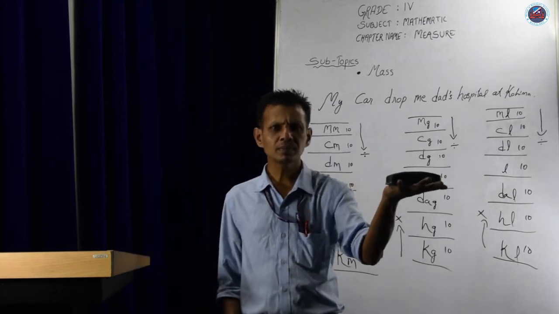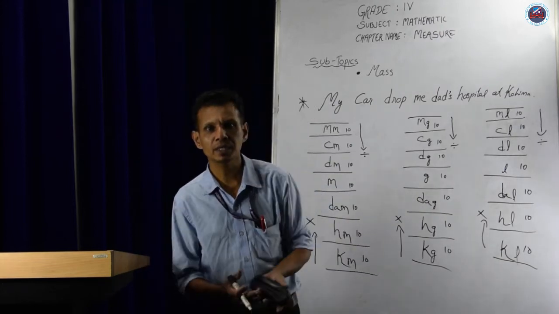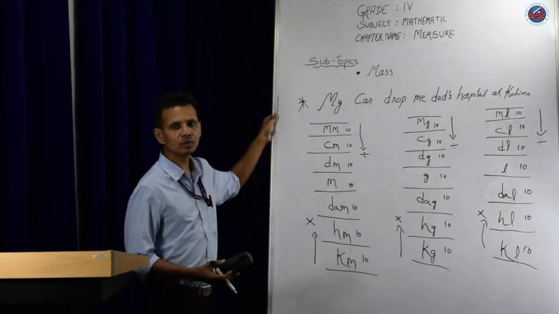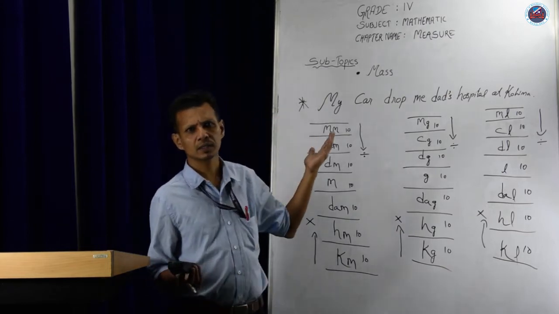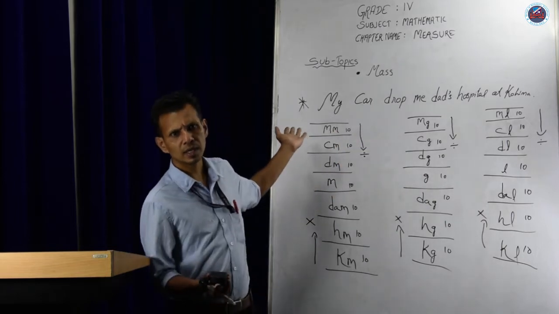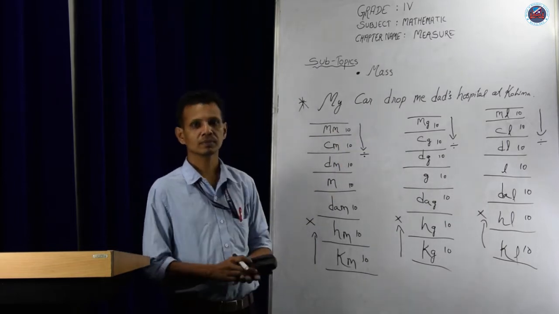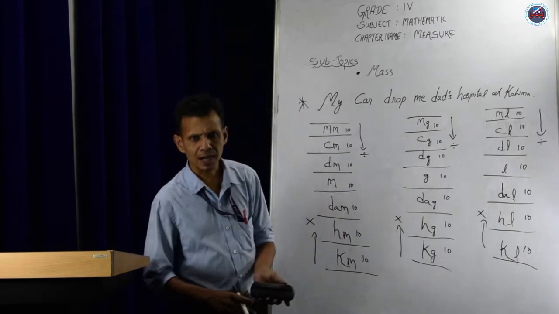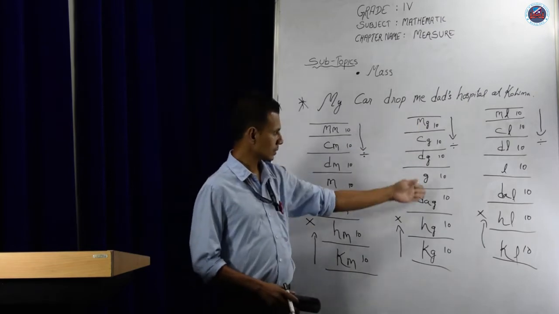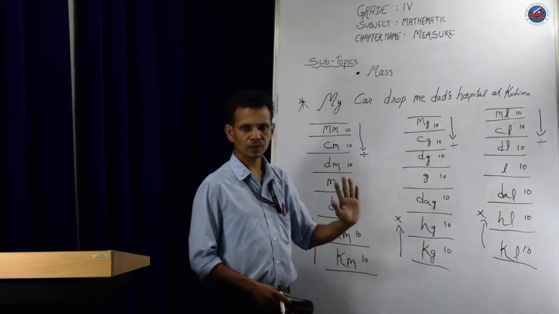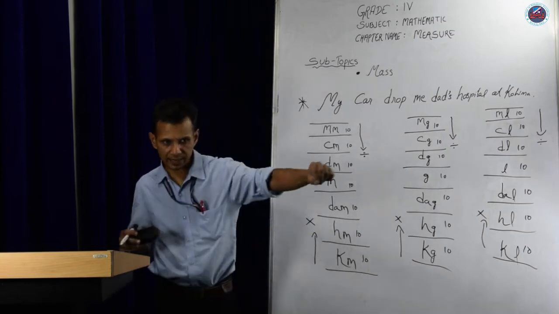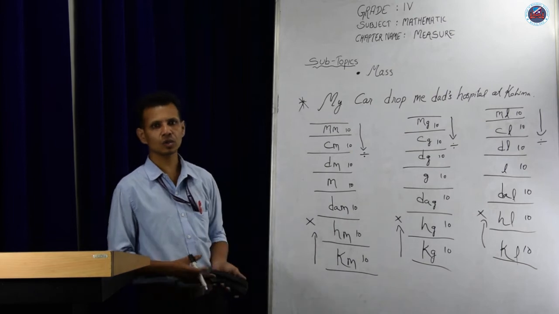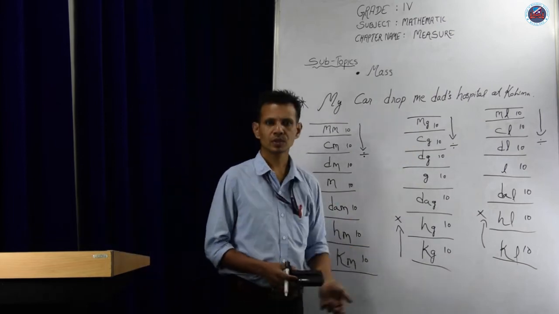20 gram, 30 gram. See, it's coming in gram. Like the mass of this white ball, maybe like 5 kg, 8 kg, 10 kg. Whenever you are measuring mass, we use this. Understood? Whenever you are measuring length, we use this. Whenever you are measuring mass of any solid things, use this.